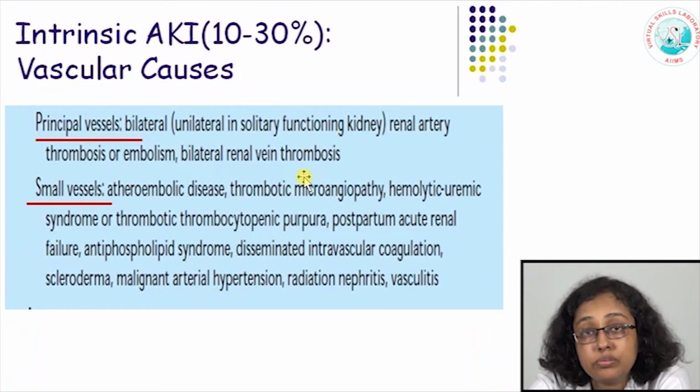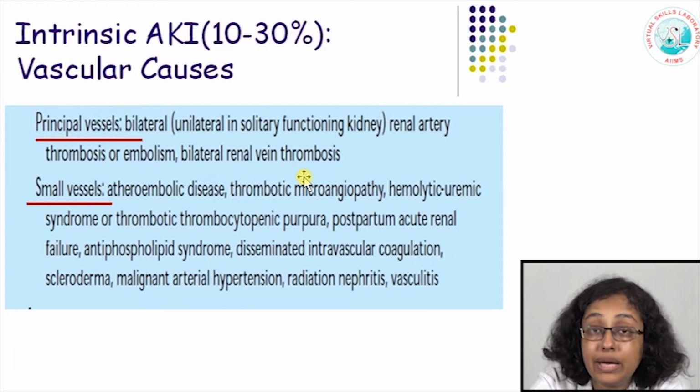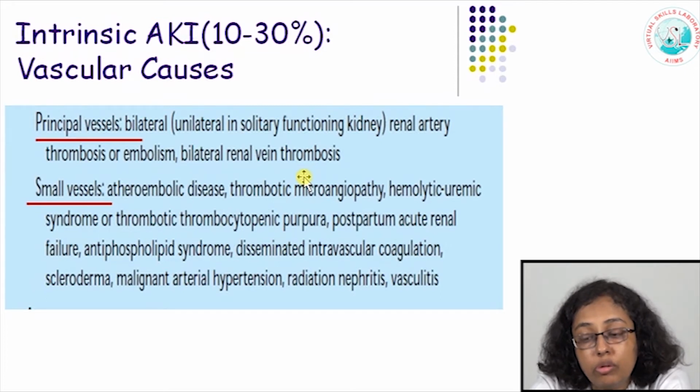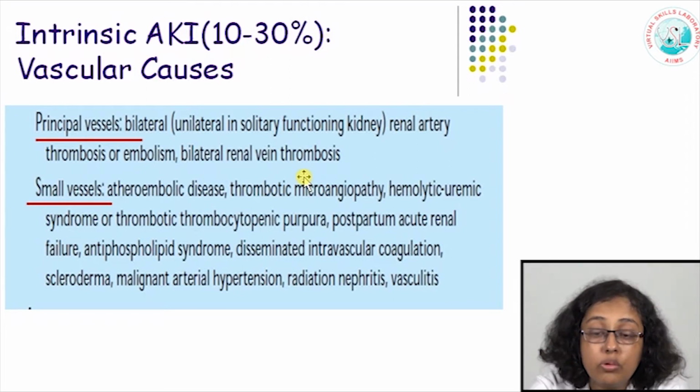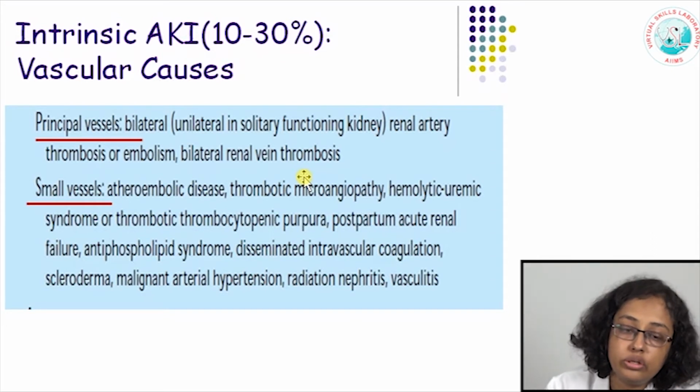Sometimes the blood vessels, the smaller blood vessels or the larger blood vessels, may be affected. When the large vessels are affected, like renal artery thrombosis or bilateral renal vein thrombosis, this can lead to acute kidney injury. Small vessels may be involved in situations like thrombotic microangiopathy due to hemolytic uremic syndrome or thrombotic thrombocytopenic purpura. Antiphospholipid syndrome, rarely DIC or even vasculitis can involve the small vessels in the kidney and lead to acute kidney injury.